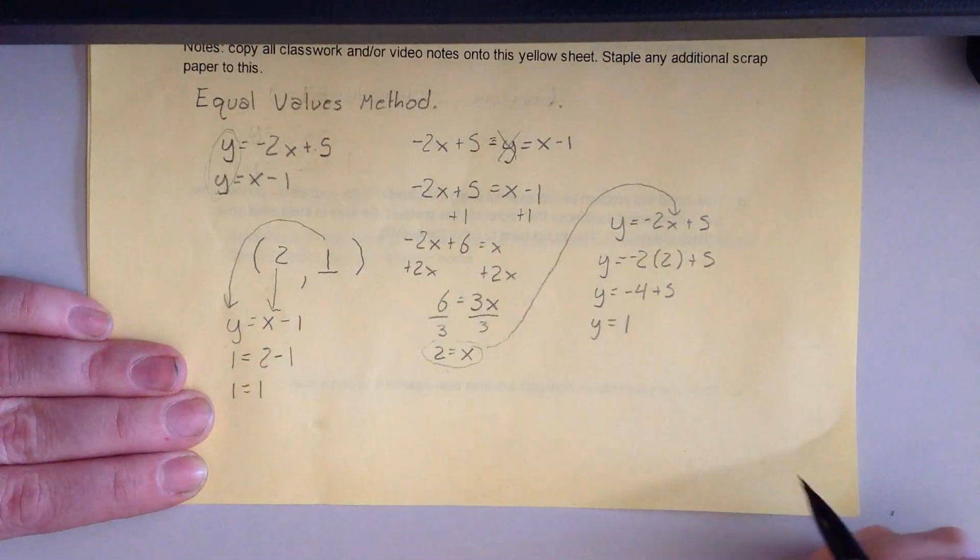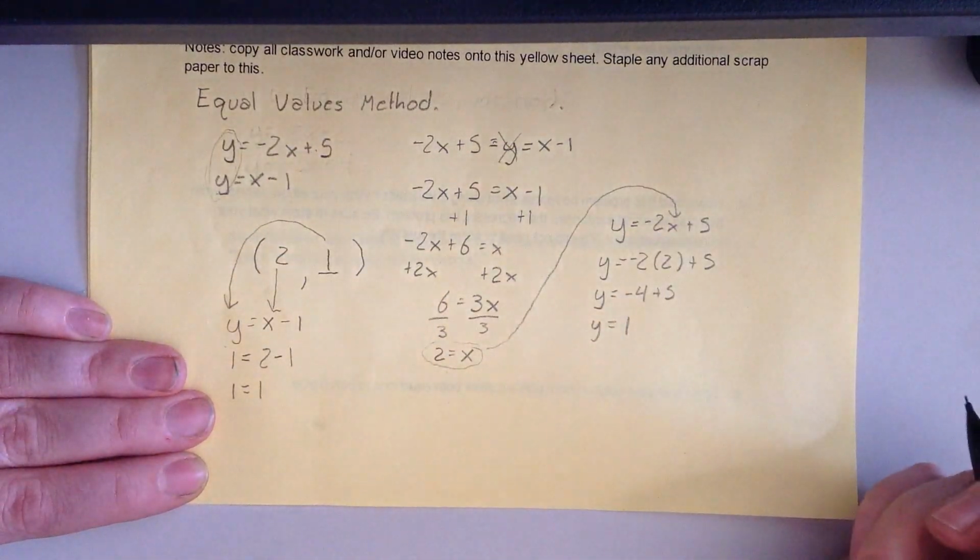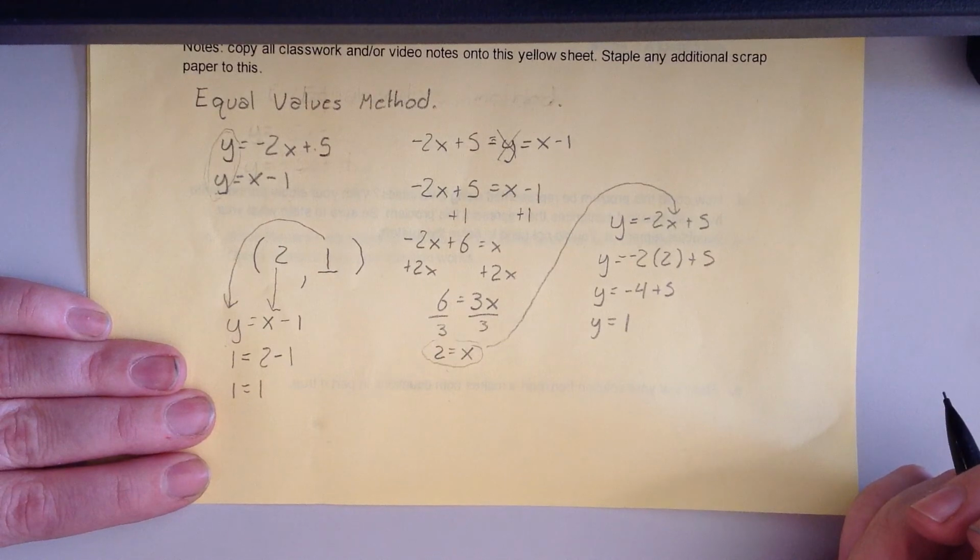So that means this x and y value make this equation true. And they make this equation true too. So this is the equal values method.